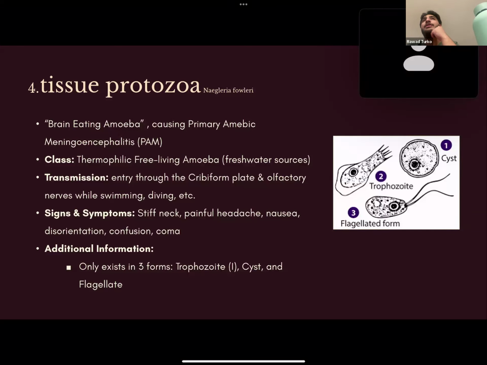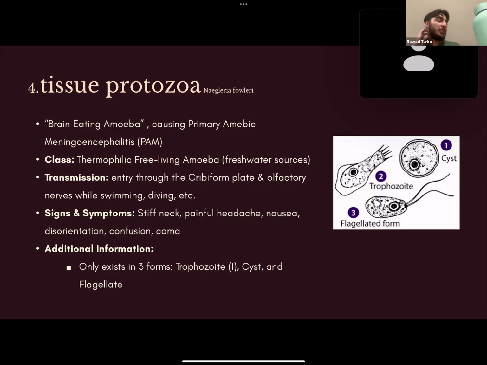Now, if it has to be transmitted through the nose or the cribriform plate, what do I, as a person, have to do in order to be infected by this parasite? Let's say I'm swimming and keeping my head above water. What do I have to do? Go under the water, exactly. A lot of the time, the presentation is somebody swimming who dunks their head in the water, or a warm source of water. And that's how you get Naegleria fowleri.